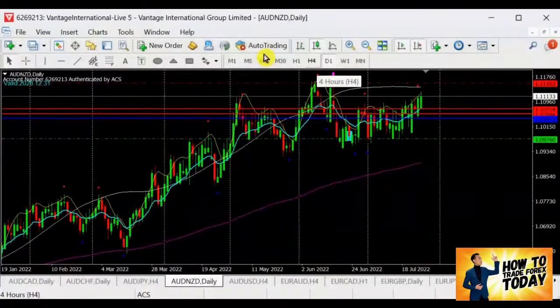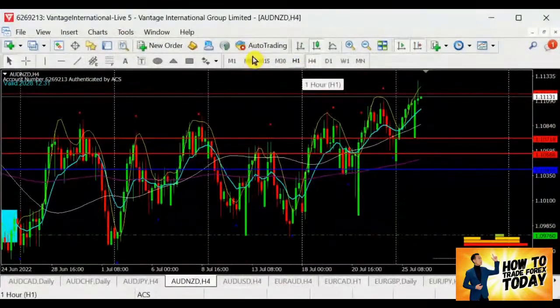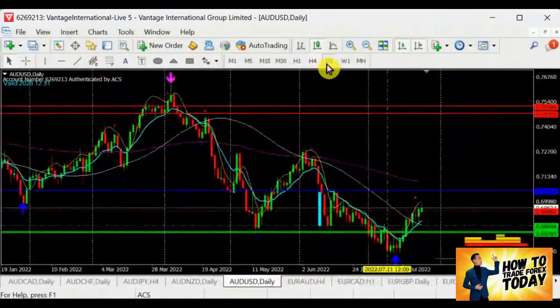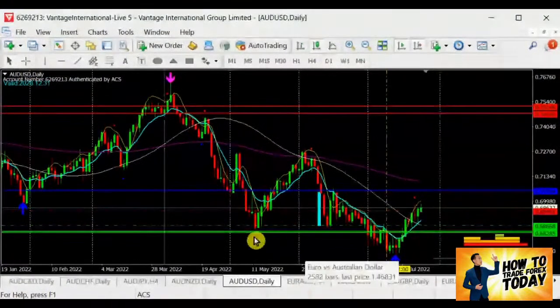Once again over here, Aussie Kiwi. We are still heading north. So tentatively buying is possible, but just have to look out for where the resistance level is. So Aussie dollar, we are also heading towards the bull. So tentatively nothing for us sellers in the Aussie currency pairs, nothing.